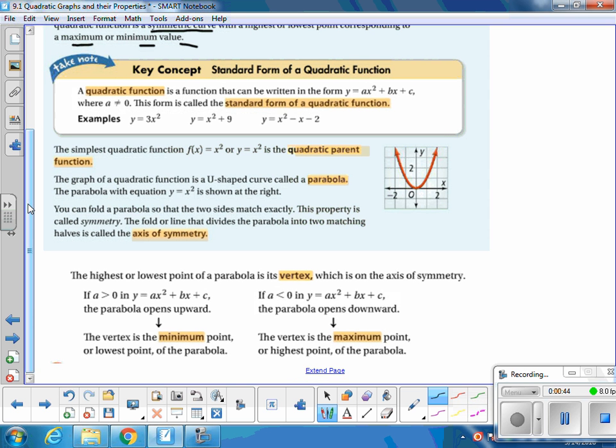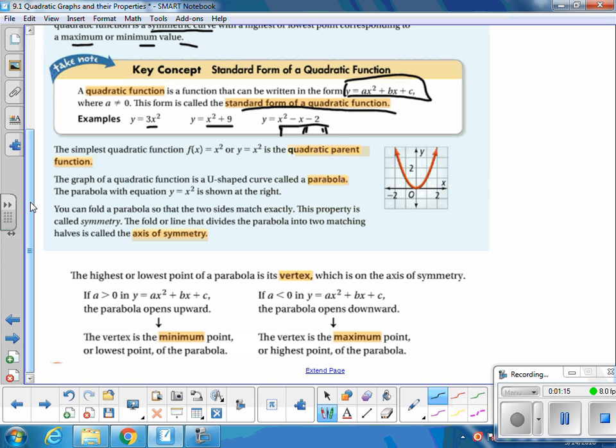The key concept here, so here's some vocabulary words you're going to want to write down. A quadratic function is a function that can be written in this form, which should be familiar to you. We've been doing this. Ax squared plus bx plus c, where a is not 0. This form is the standard form of a quadratic function. We've seen this before, where you have the highest degree leading off on the left side, and you go down by degrees. So degree 2, degree 1, degree 0. And this would be in standard form.